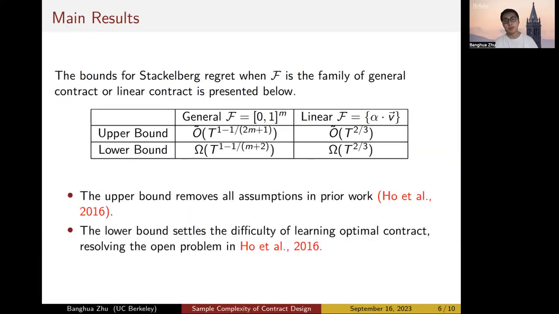So when compared with the previous bound, our upper bound for the general contract actually removes all the assumptions in the prior work, including a discretized contract space and also a monotone contract assumption. In terms of the lower bound, our lower bound actually settles the sample complexity and the difficulty of learning this optimal contract, which resolves an open problem proposed in the same paper.